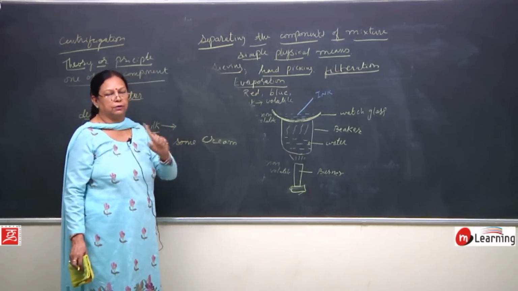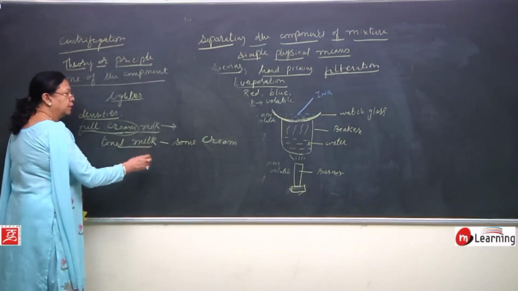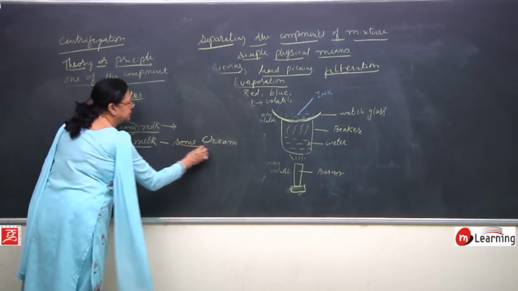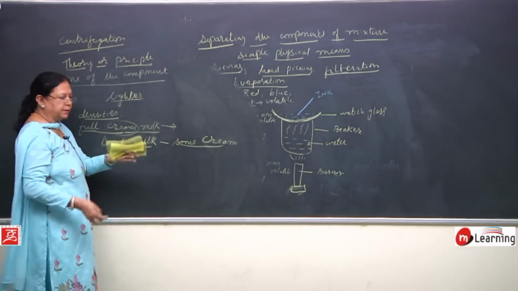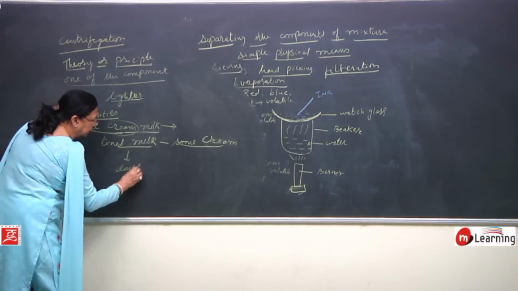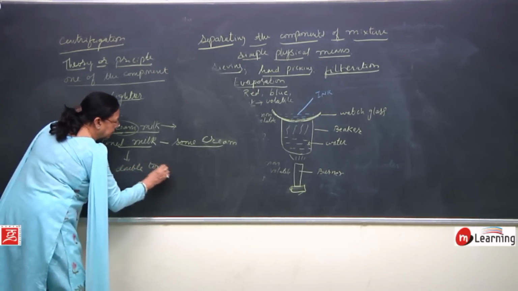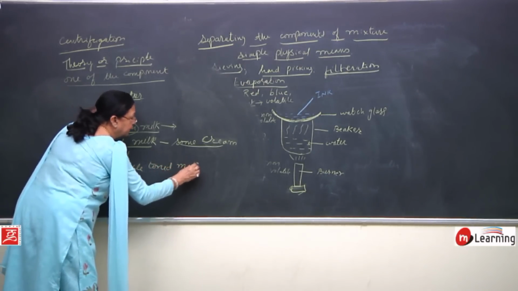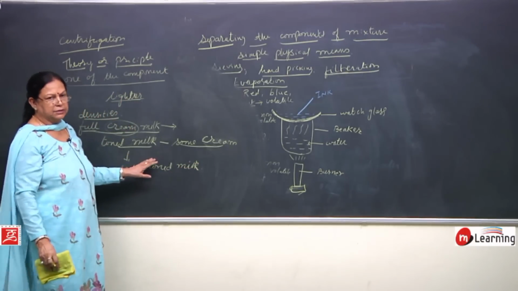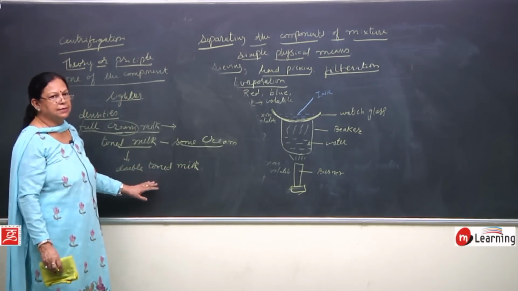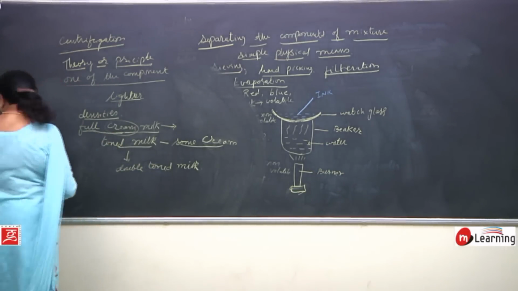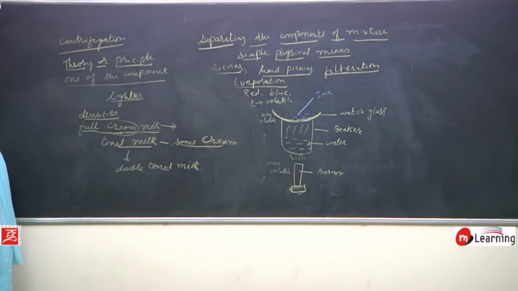Again it is rotated at high speed, then whatever cream is present here will be separated, and now you will get double toned milk. That will be completely free from this butter, or you can say cream, right. So these are all the practical applications of centrifugation.